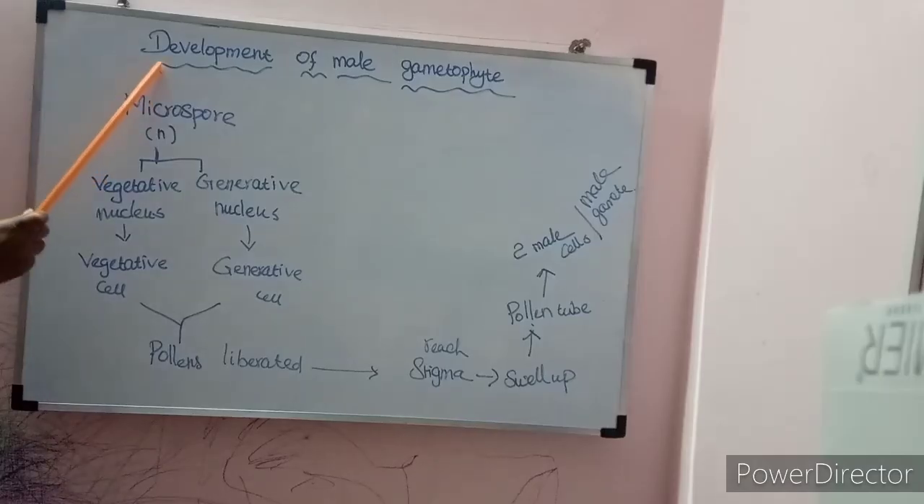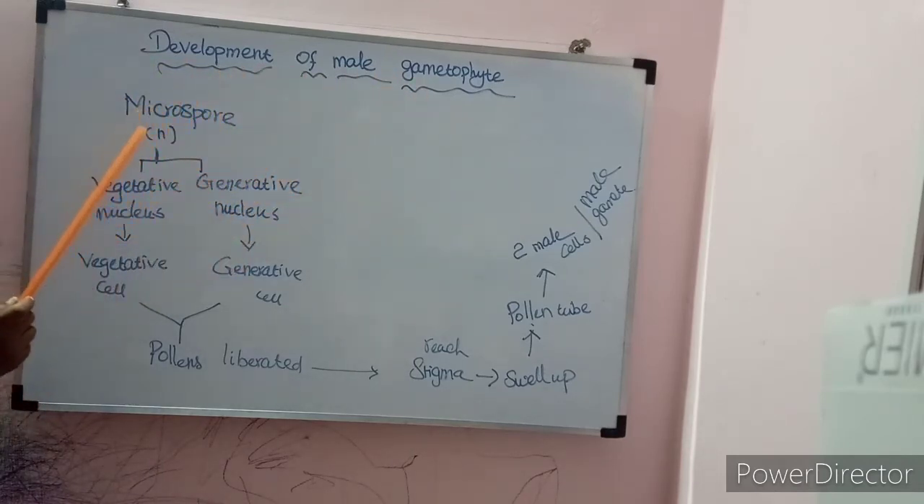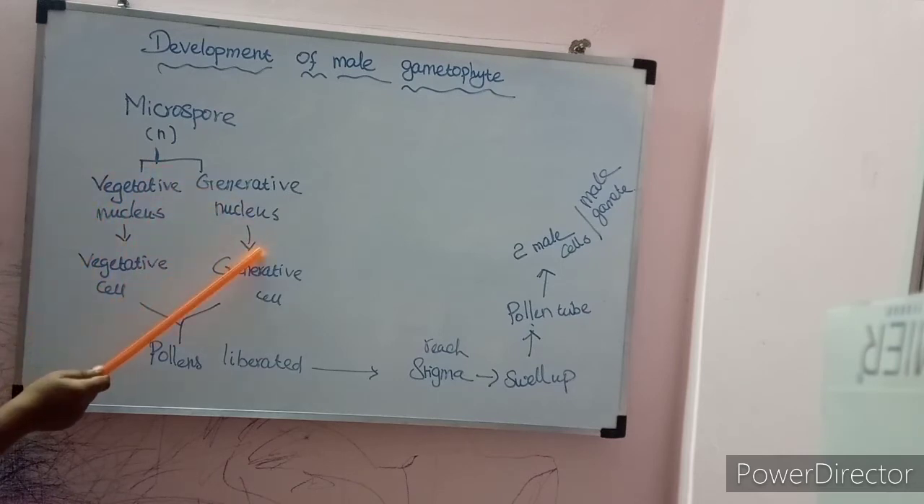Now we are going to see the development of male gametophyte. So the microspore is the first male gametophyte and it is haploid in nature. The development will start inside the microsporangium itself. After the microspore is formed inside the microsporangium, it will divide. The nucleus will divide into the vegetative nucleus and generative nucleus. The vegetative nucleus and generative nucleus will develop into a vegetative cell and generative cell.